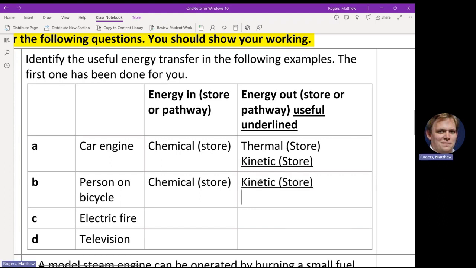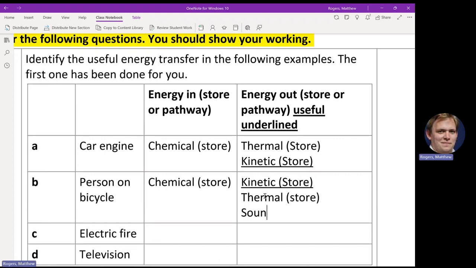And the wasted forms of energy. So the main one, again, will be thermal, which we know is a store. There might also be some sound energy, which we know is a pathway.